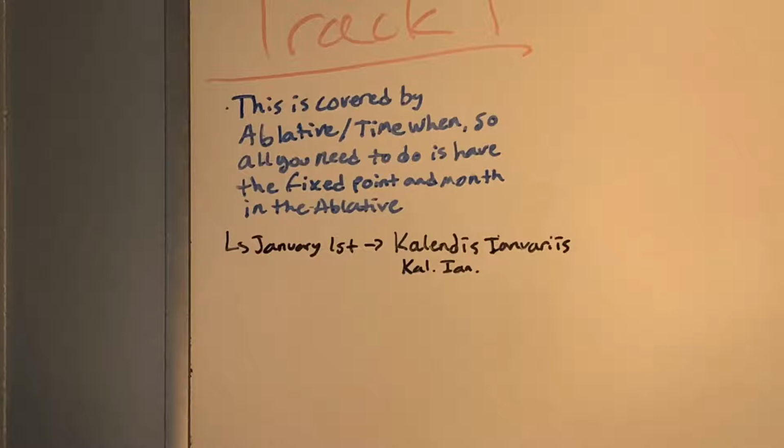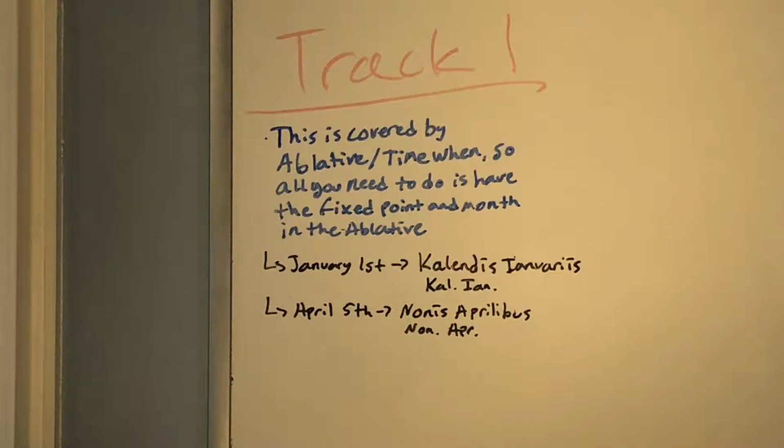Here, January agrees with calendis in gender, number, and case, which is feminine, plural, and ablative, which is why you have the long I-S ending. You can abbreviate this date as Jan, as you see at the bottom. I didn't specifically talk about the abbreviations for the fixed points, but here they are, and they're pretty simple. Calends is just cal, as you see there. For the nones, it's non, N-O-N, and for the Ides, it's just id, I-D, period. Now we move into a second example, April 5th, the nones of April. That would go into Latin as nonis Aprilibus.